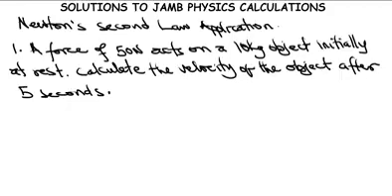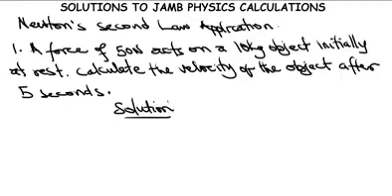A force of 50 Newton acts on a 10 kilogram object initially at rest. Calculate the velocity of the object after 5 seconds. And this is what we have seen as Newton's second law application. So let's see what we have in the solution.